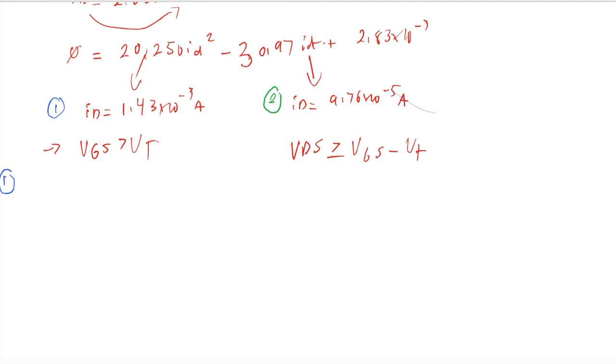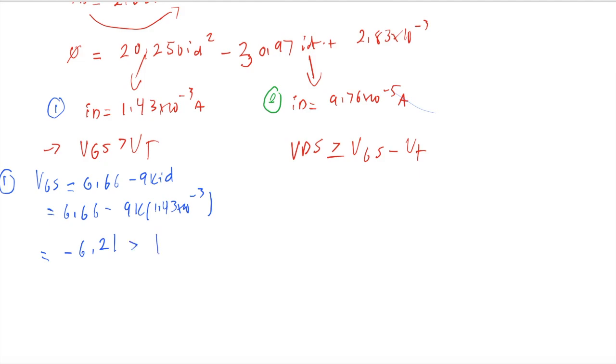So remember from earlier, VGS equals 6.66 minus 9K ID. So we simply plug this in and we get 6.66 minus 9K times 1.43 times 10 to the negative 3. And unfortunately, this gives us a very negative number, negative 6.21, which is supposed to be greater than our threshold voltage 1, but that is not the case. So we know that this cannot be the current. Current 1 is not going to be the current.